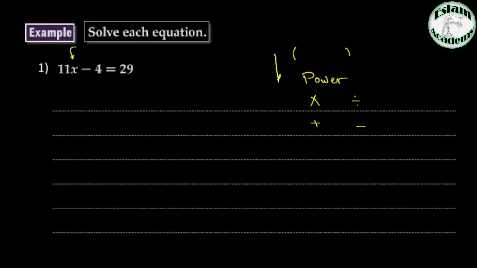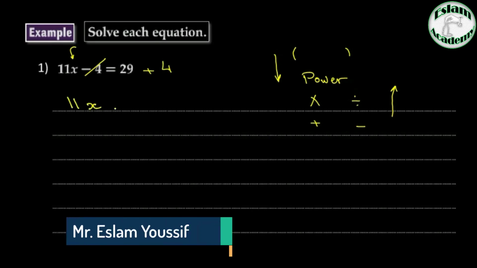We said in order of operations, we move from up to down. In solving the equation, we move from down to up. So the first operation that we need to find is adding and subtracting. There is subtracting here because we have minus 4. So we use the inverse operation, which is adding 4. Then 11x is equal to 29 plus 4, which is equal to 33.